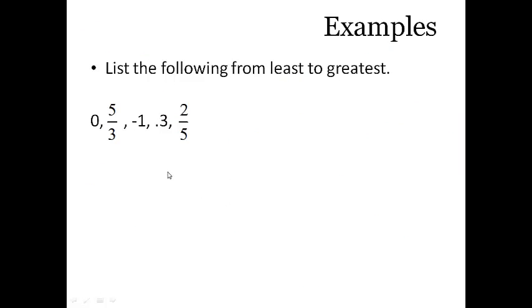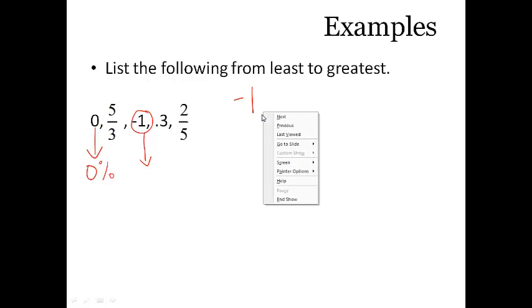So, our tip was to change all of our numbers to percents. Well, 0 as a percent is just 0%. Alright, -1 as a percent, oh man, I don't know. So I have -1. Where does my decimal go? If you have $1, think of it like that. If you have $1, where are you going to put your decimal? Right here or right here? You're going to put it right here, okay?